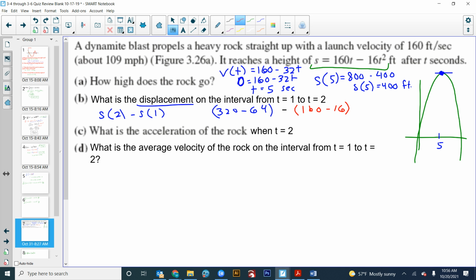All right, what's the acceleration? Well, what's the acceleration function? And we'll plug in 2. If v of t is 160 minus 32t, then a of t is negative 32. What's the acceleration at 2? Feet per second squared. What's the acceleration at 5? It's always negative 32 feet per second squared. Feet per second per second.